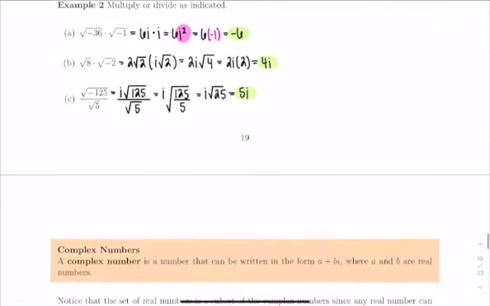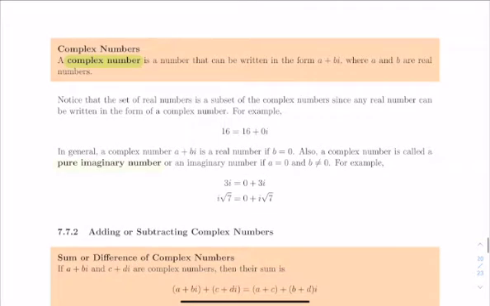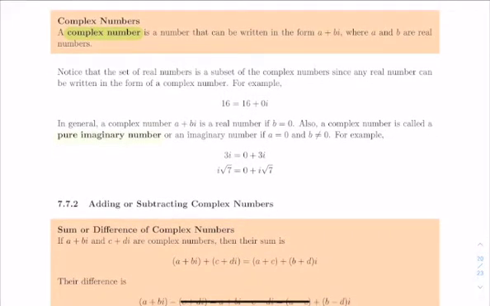A complex number is a number that can be written in the form a plus bi, where a and b are real numbers. So we always write the imaginary part second and the real part first. Notice that the set of real numbers is a subset of the complex numbers, since any real number can be written in the form of a complex number. We can write 16 as 16 plus 0i because it doesn't have an imaginary part to it. In general, a complex number, a plus bi, is a real number if b is equal to 0.